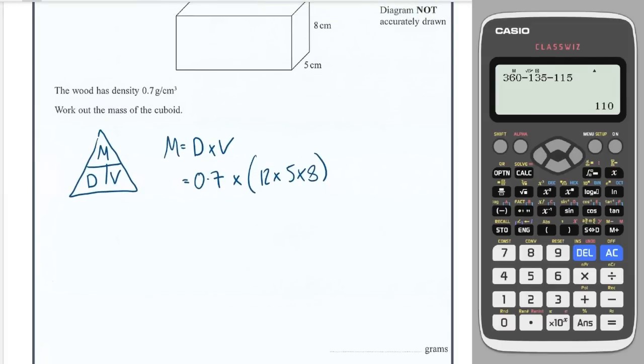Great, quick check of the units. They want it in grams, and this density is in grams per centimetres cubed, and that's all good. The units are good, so I just need to type this into my calculator. And I get 336.